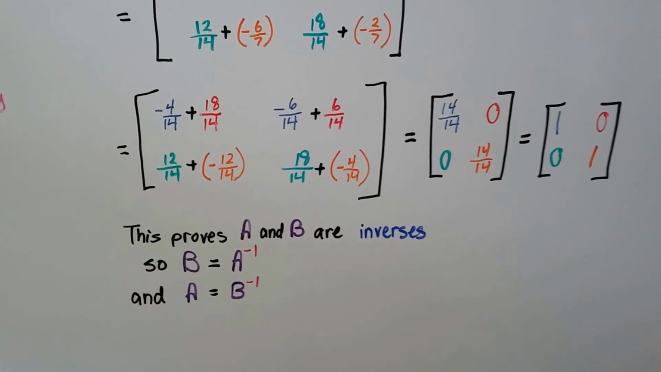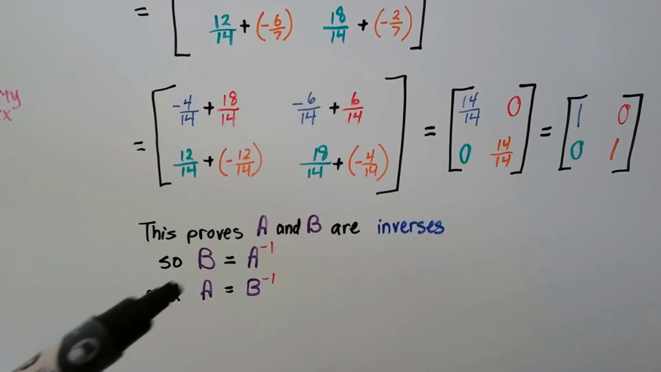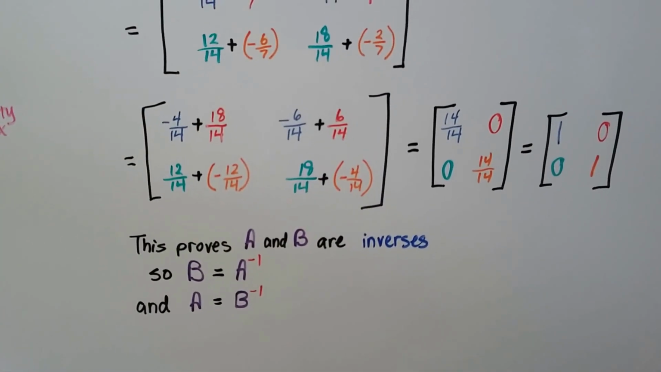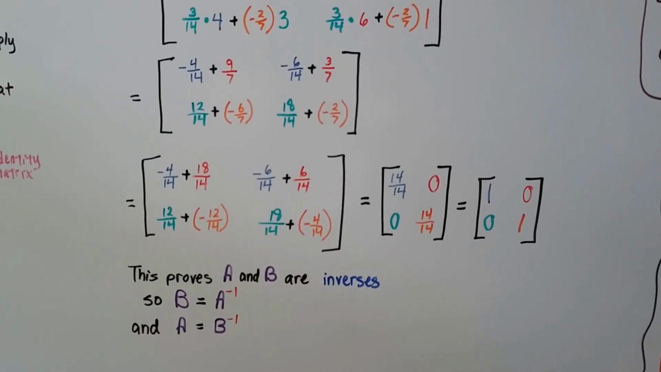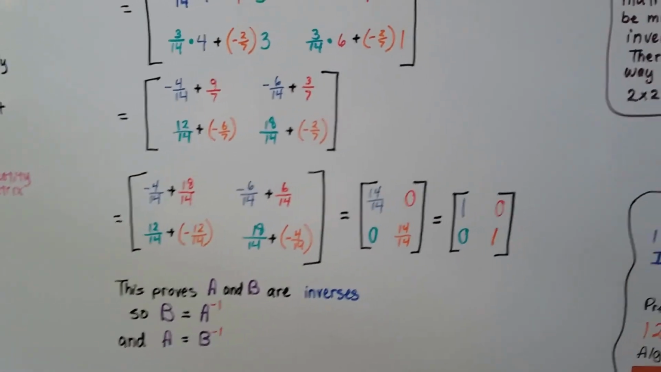So this proves that A and B are inverses. So B equals A to the negative 1 and A equals B to the negative 1. It's a lot of work to prove it, but we did. Just have to remember how to do the multiplication of the matrices. And if you have a problem, there's a link to how to do that in this description.